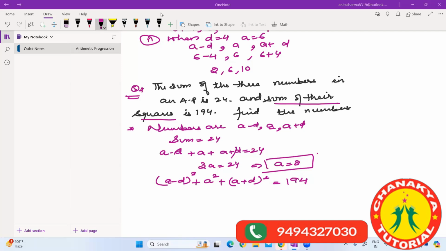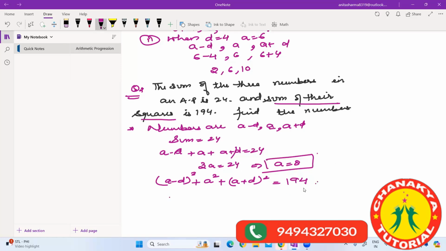Ma'am, I got the answer. Done, ma'am. Then tell me your value of D. 1, or minus 1, ma'am. Okay, so it means you have got D square is equal to 1, right? Yes, ma'am. Pranya, Kashvi, Siddhishri, Sumukh. I'm still doing it, ma'am. Ma'am, I have a doubt. Okay, do it fast.